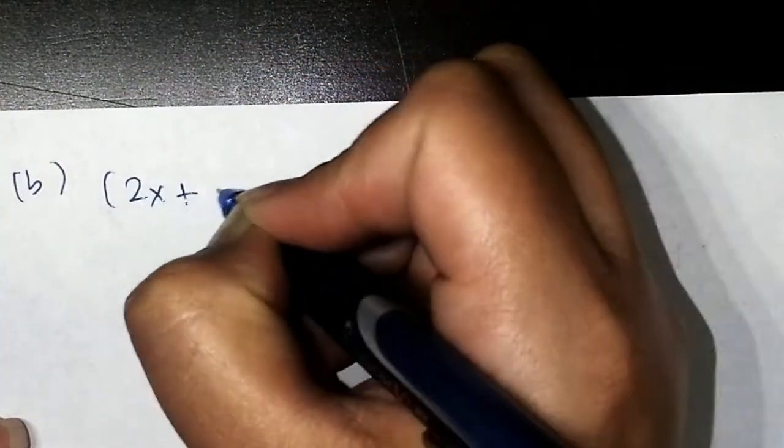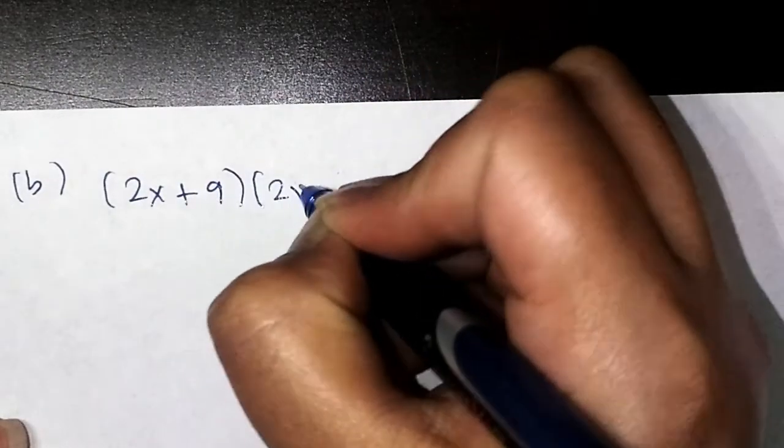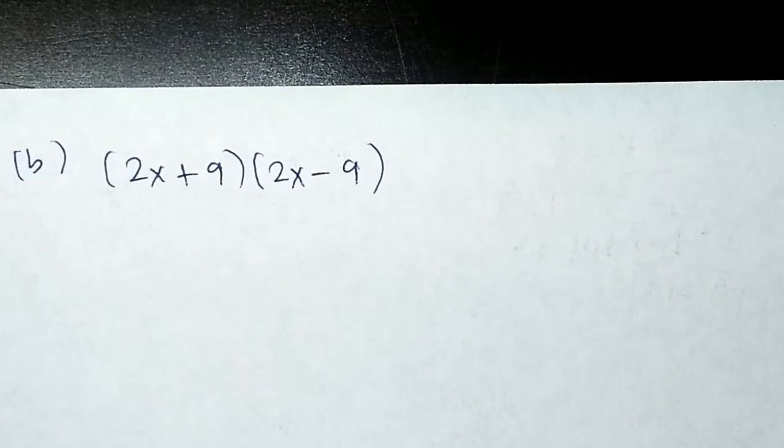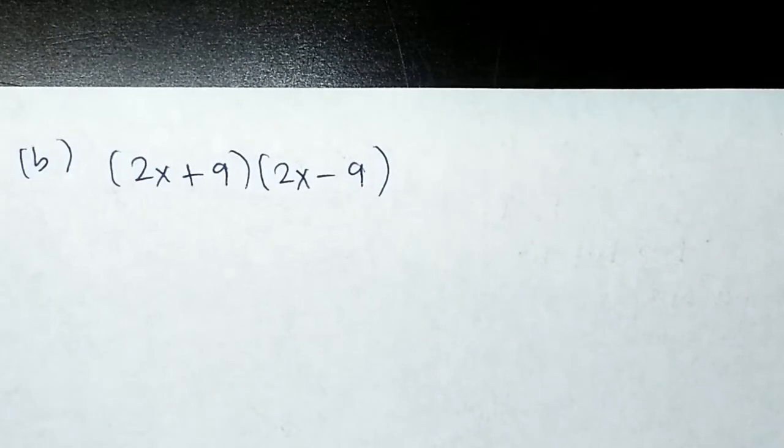Let me see if I can do this in the back to save paper, you know. All right, problem B. Problem B, we have 2x plus 9 times 2x minus 9. Okay, so on the test you can FOIL it out. It's cool, but again, the only way that I'm going to feel comfortable with the multiplication shortcut is if I actually give it a shot.